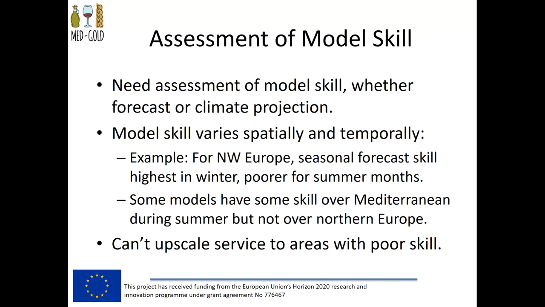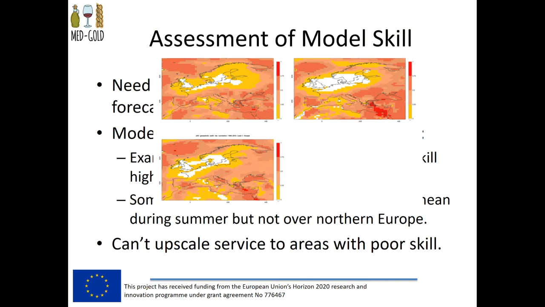So again, one of the things that's very important when upscaling is an assessment of model skill. That's really important, whether it's a forecast or a climate projection, because model skill, whether it's a climate model or a seasonal forecast, does vary spatially and temporally. For example, in Northwestern Europe, the seasonal forecast skill tends to be highest in winter but poor in the summer months, whereas some other models do have some skill, let's say, over the Mediterranean during summer, but not over Northern Europe. So Alessandro, if you click the button, an image should appear.